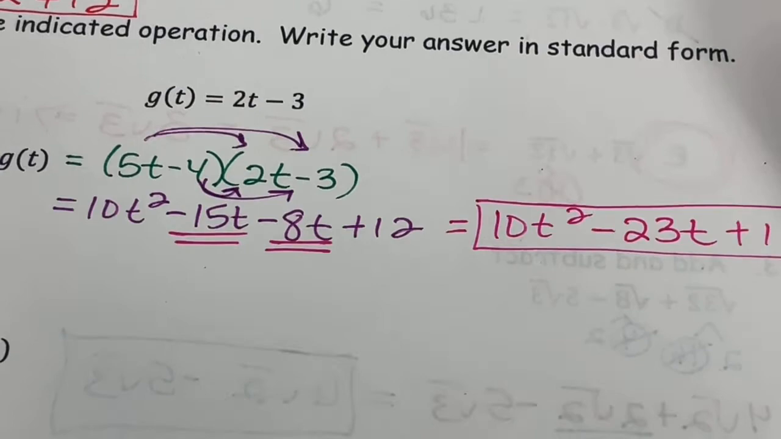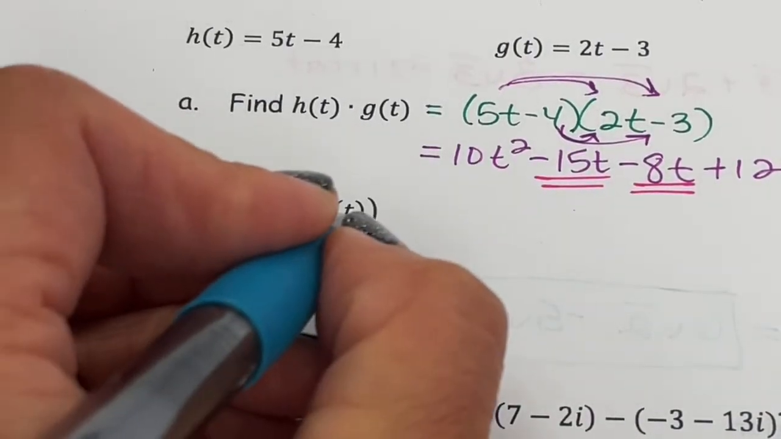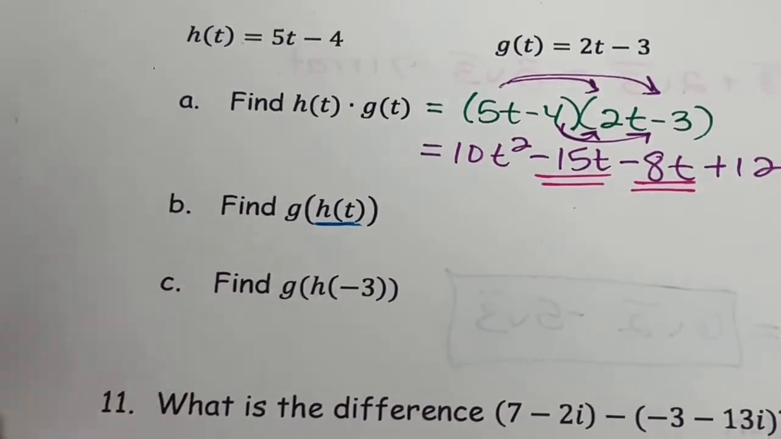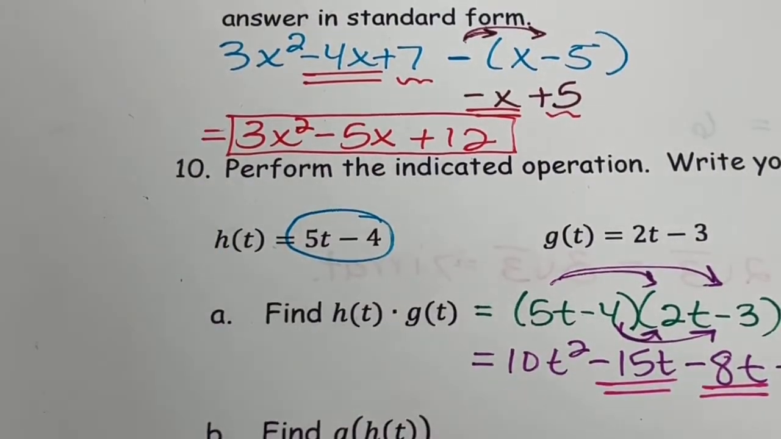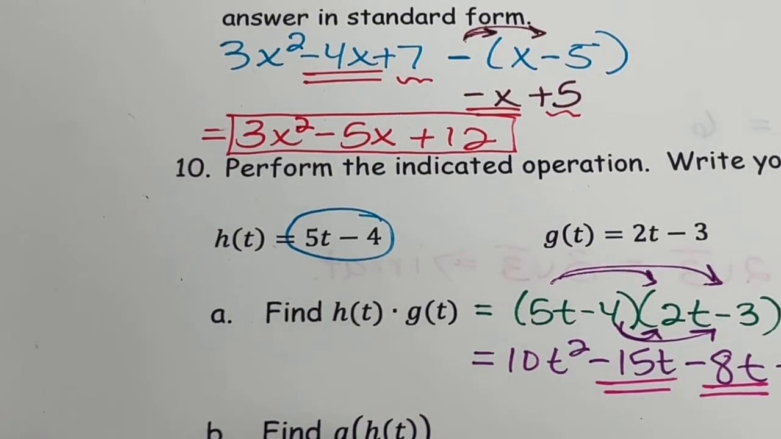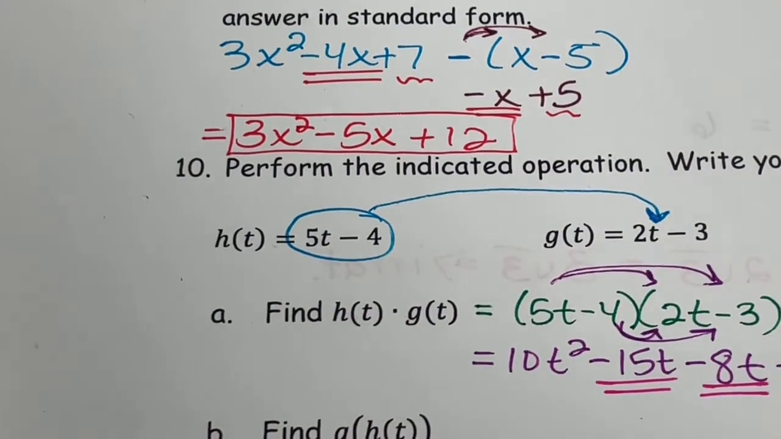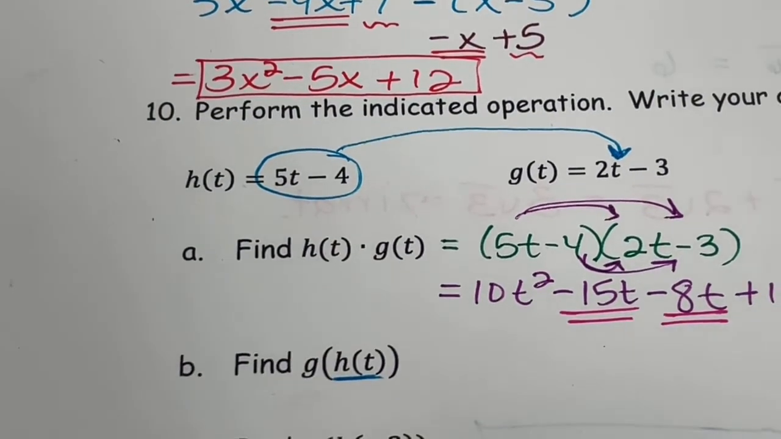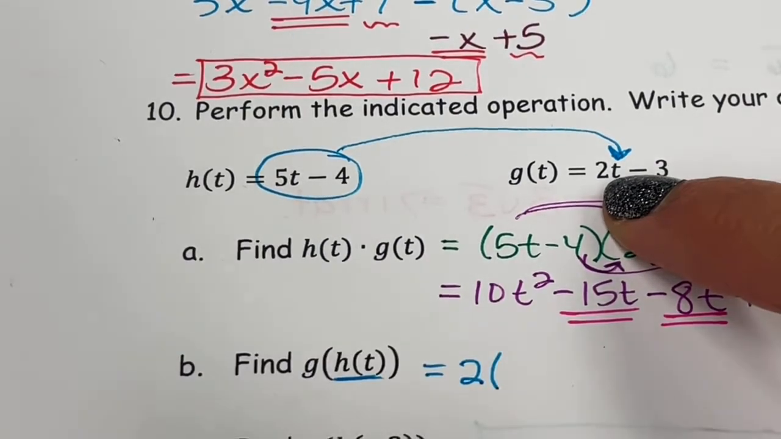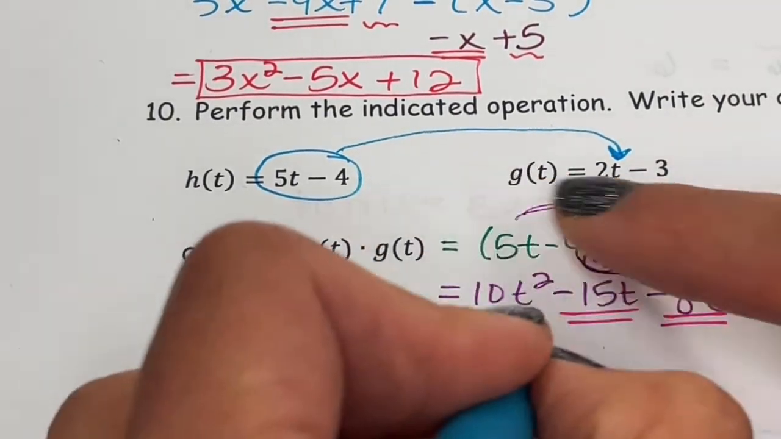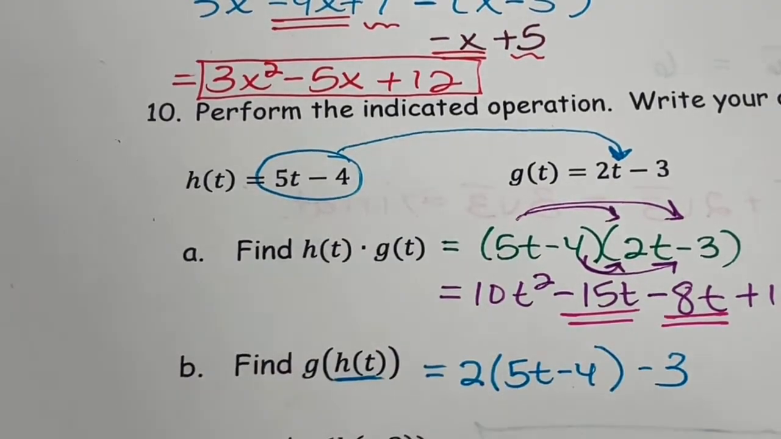Okay, letter B, g of h of t. So that means we have to take the h of t function, which is 5t minus 4, and we need to plug it in to the g of t function. So we need to plug it in for the t in the g of t function. So when I do that, there's a 2 out front. And then when you plug something in, you always use parentheses. I'm plugging in for t a 5t minus 4 and then minus 3.